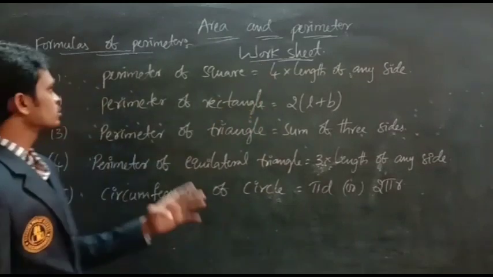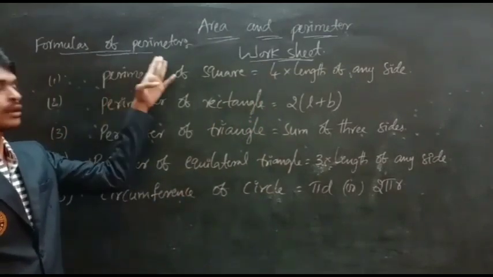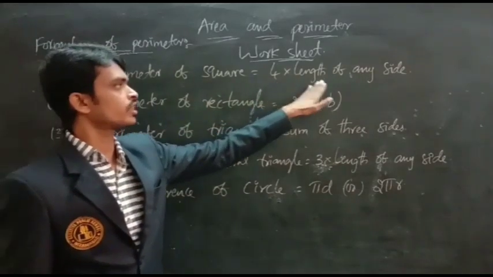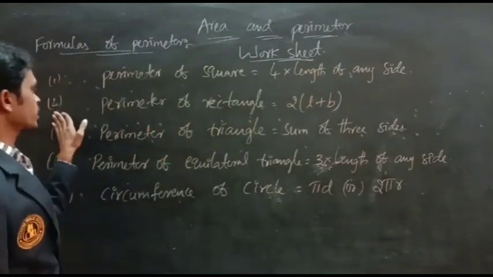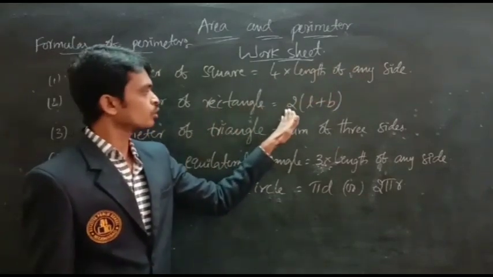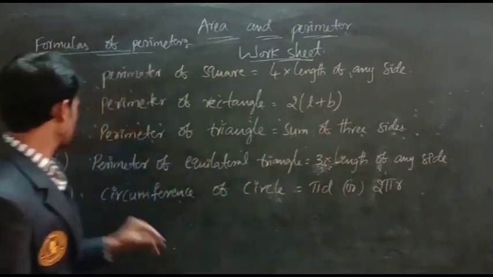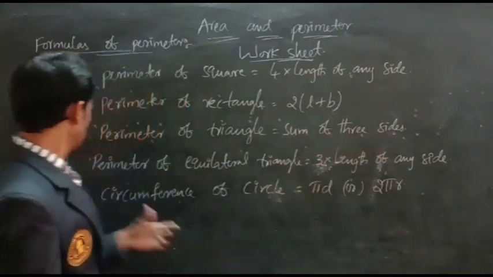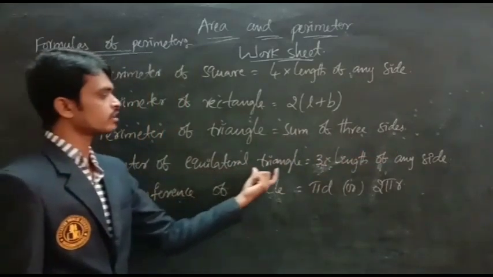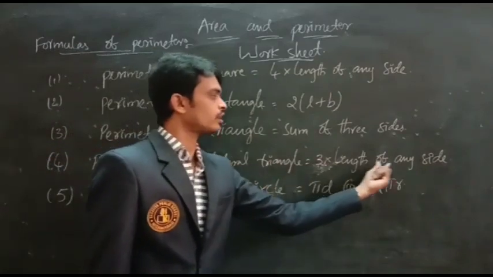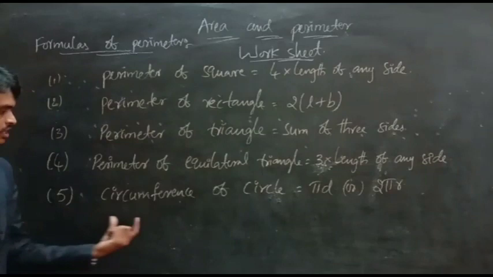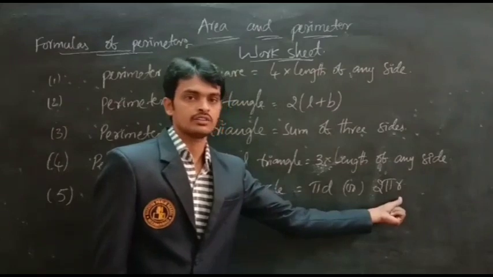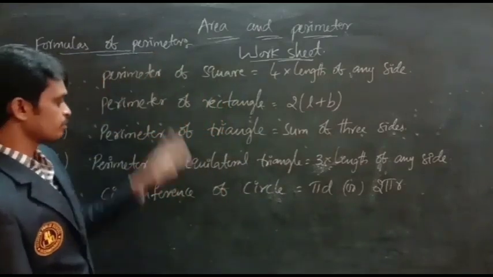Now worksheet. So children, you should learn the formulas of perimeter. First one, perimeter of square is equal to 4 into length of any side. Second one, perimeter of rectangle is 2 of L plus B. Third one, perimeter of triangle is the sum of 3 sides. Fourth one, perimeter of equilateral triangle is 3 into length of any side. Fifth one, circumference of circle is pi d or 2 pi r. So we should learn the formulas of perimeter.